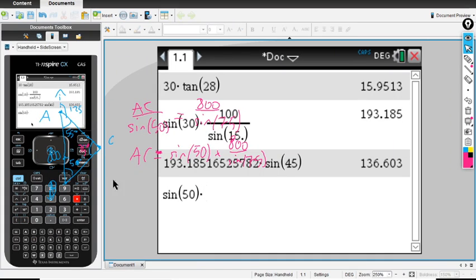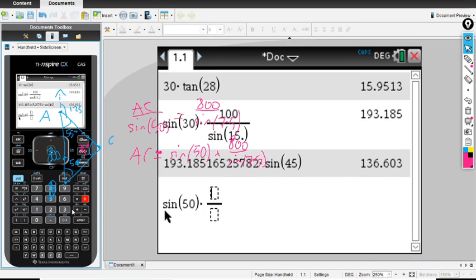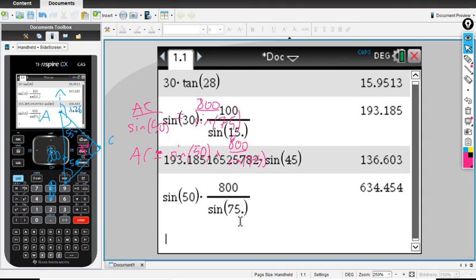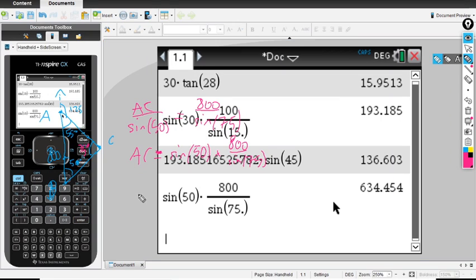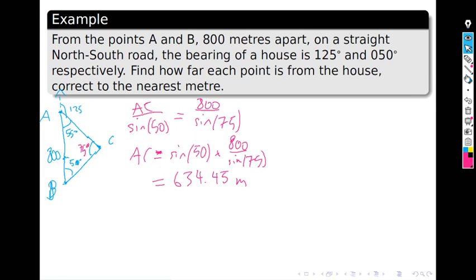So we've got sine of 50 times 800 on sine of 75, and we get that. So the distance AC, we're saying, is 634.45 meters, seeing as our 800 was in meters as well. And let's go back to the nice background and we'll have a look at the next one.